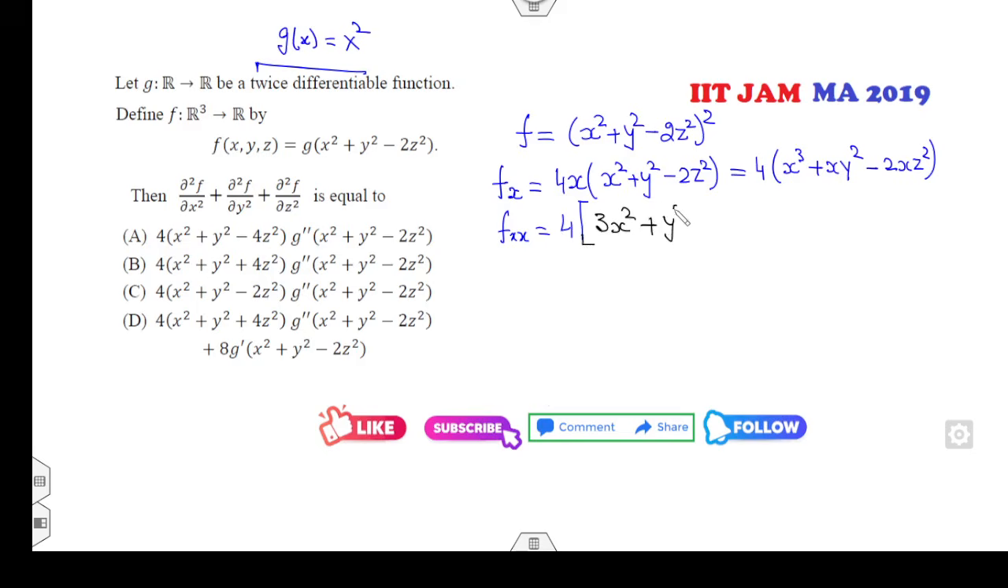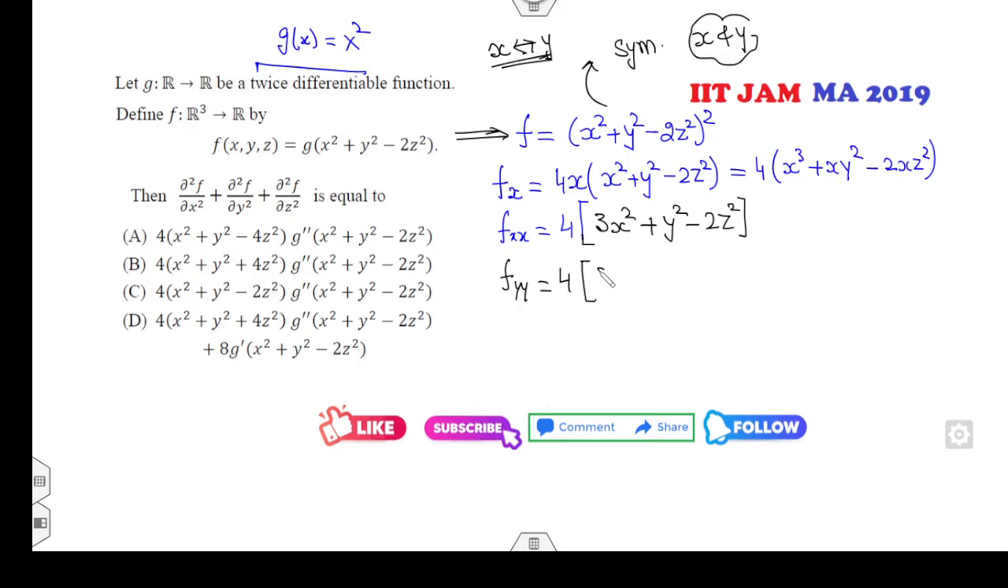3x square plus y square minus 2z square. Similarly, you can find the partial derivative with respect to y. Clearly, this function is symmetric with respect to x and y. Symmetry का मतलब क्या बच्चे? अगर मैं x को y में और y को x में चेंज करता हूं, then the function is same. तो आप f y में डायरेक्टली निकाल सकते हो. Replace x to be the y and y to be the x. क्या x and z are symmetric? No. क्यों? अगर आप इसमें x और z को रिप्लेस करते हो आपस में तो फंक्शन सेम नहीं रहेगा. तो आप इसको f of z निकाल लेते हैं.